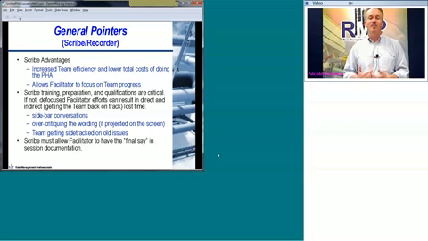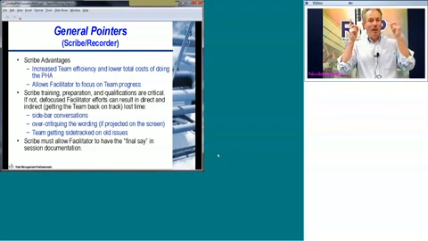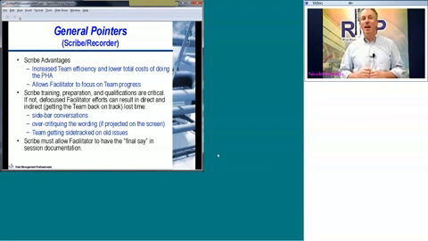Scribe training, preparation, and qualifications are critical. Just grabbing the closest typist and throwing them on the team usually isn't very effective. They've got to know the software. They should understand the design so that they're listening to what the team has to say and properly capturing the key elements and the important stuff.